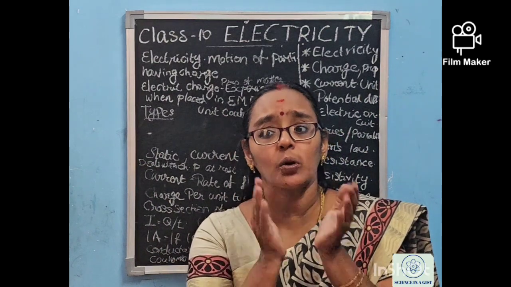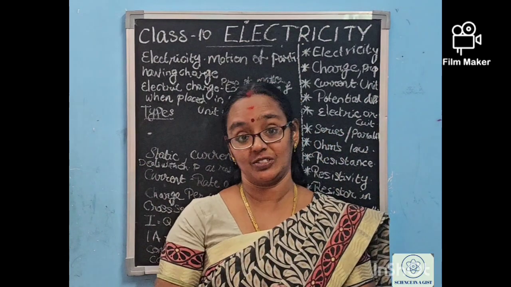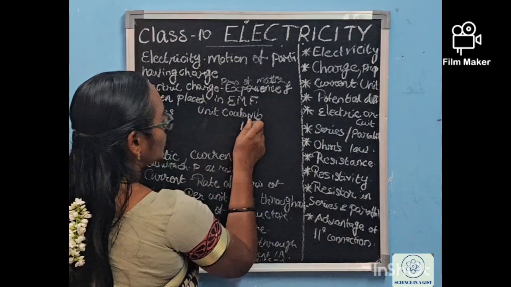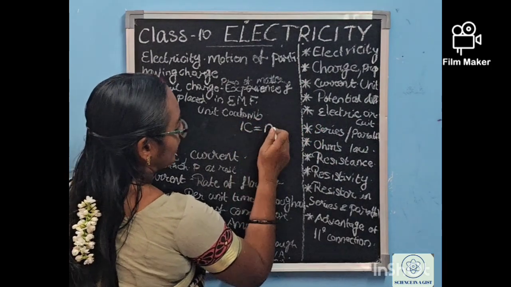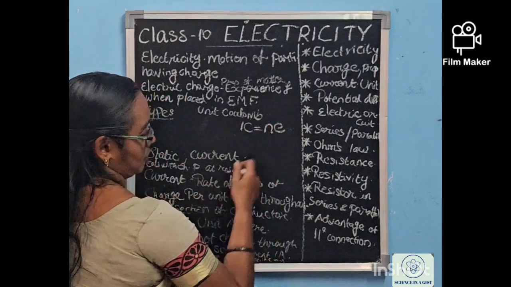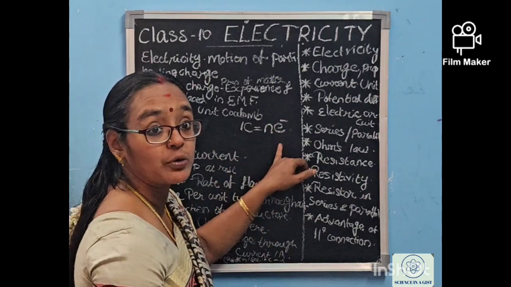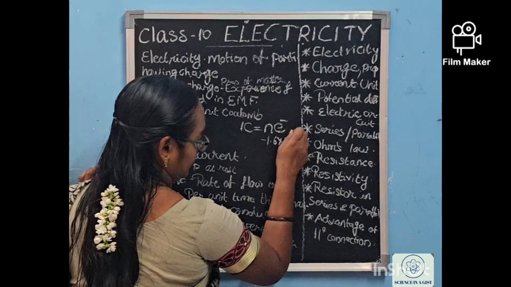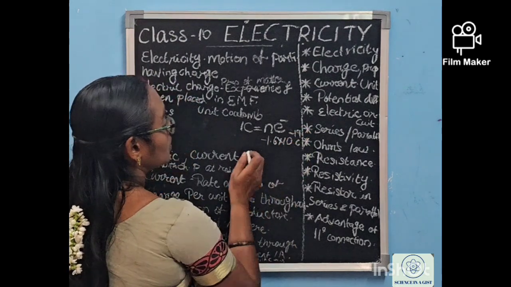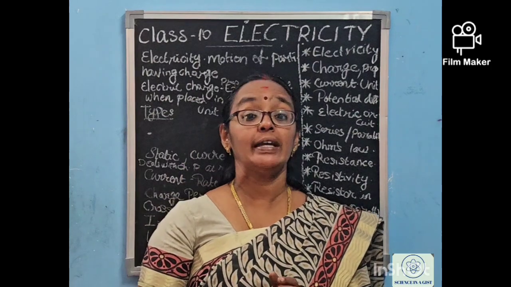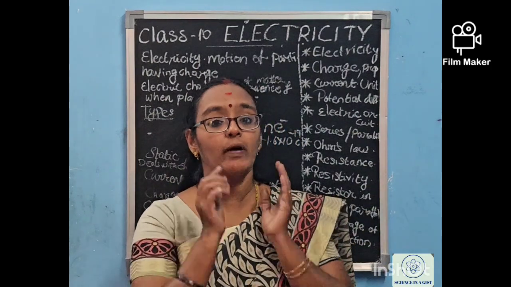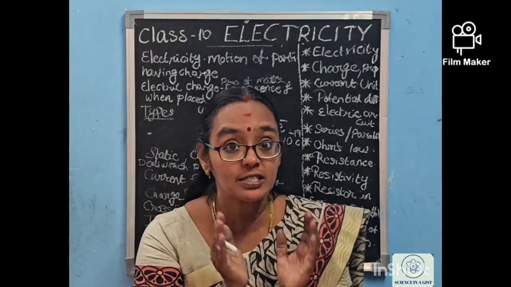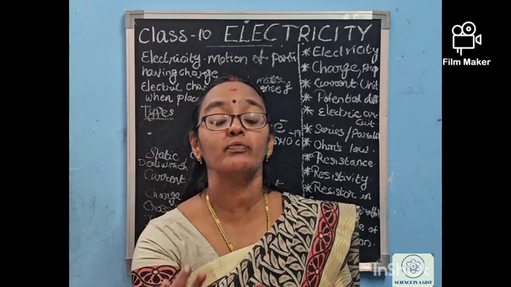So when the electrons are moving, the charge will be generated. What is the unit of charge? Unit of charge is coulomb. 1 coulomb is equal to number of electrons into charge of an electron. What is the charge of an electron? We have already said it is minus 1.6 into 10 raised to minus 19. So, a question for you. Can you find the number of electrons when 1 coulomb of charge is transmitted? When 1 coulomb charge is there in a particle, what will be the number of electrons in it?